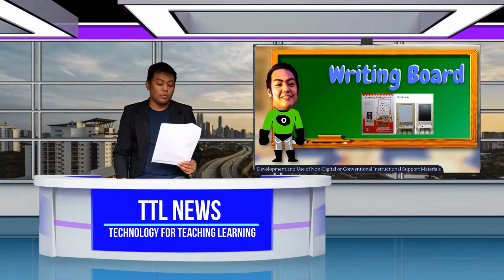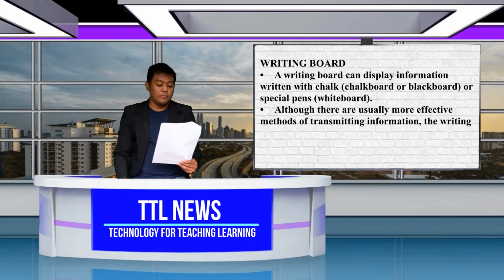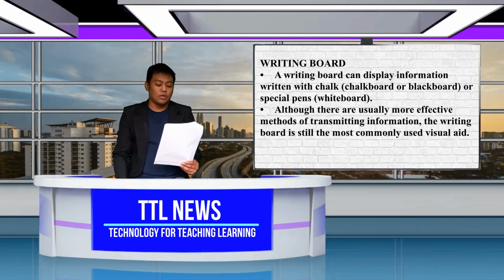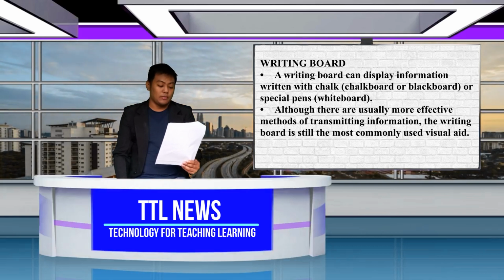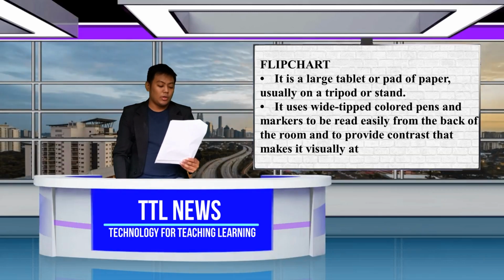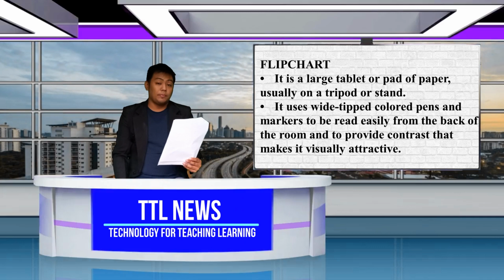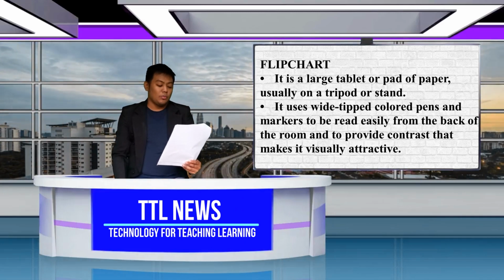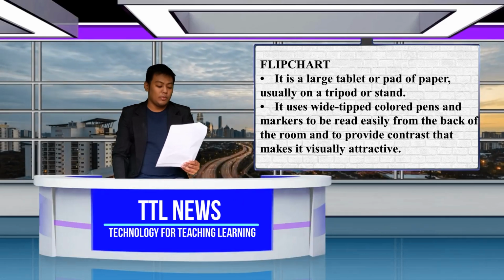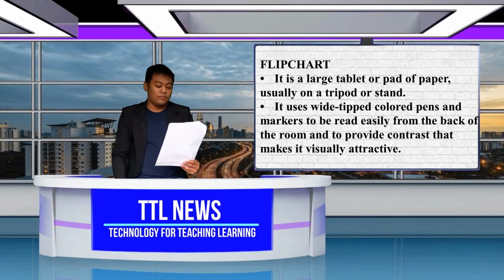Third, writing board. A writing board can display information written with a chalkboard or blackboard, or special pens like whiteboard. Although there are usually more effective methods of transmitting information, the writing board is still the most commonly used visual aid. Flip chart. It is a large table, tablet, or pad of paper, usually on a tripod or stand. It uses wide-tip colored pens and markers to be read easily from the back of the room to provide contrast that makes it visually attractive.